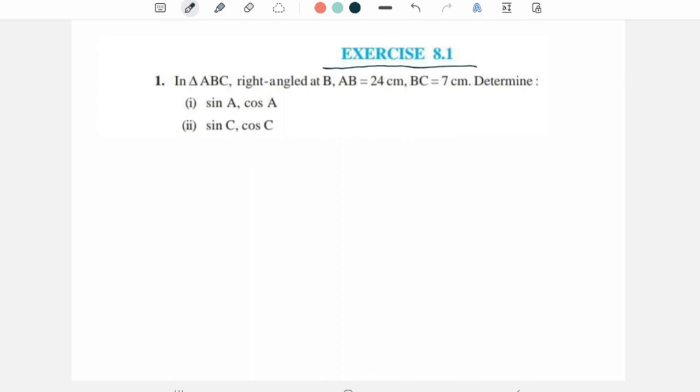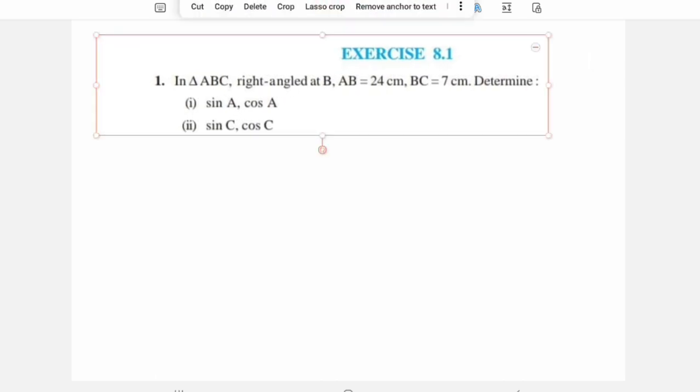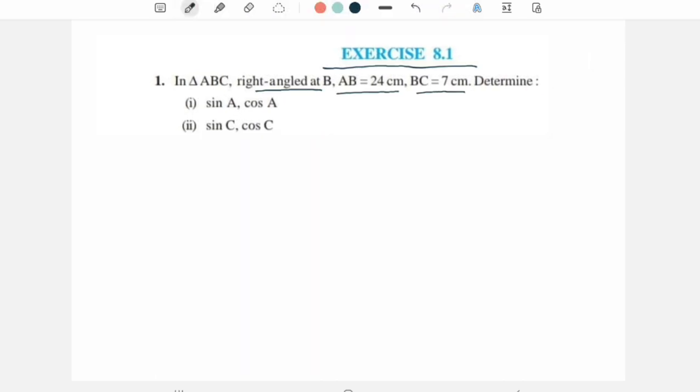So in the question it is given that in a triangle ABC, right angle at B, and AB is equal to 24 centimeter and BC is equal to 7 centimeter. So we have to determine sin A, cos A, sin C and cos C. So let us draw the triangle.